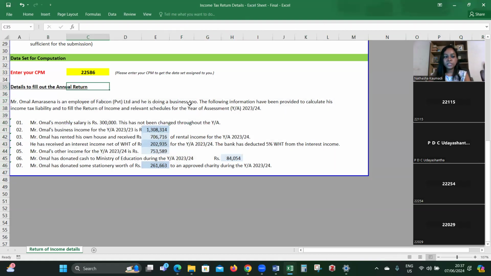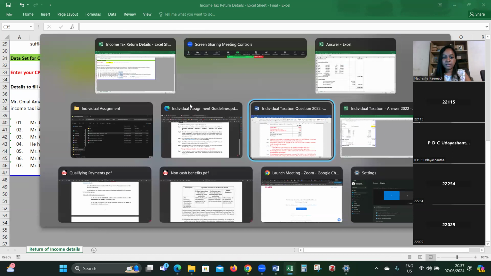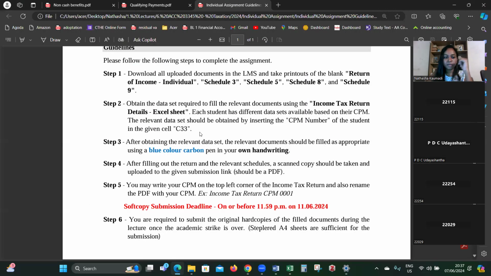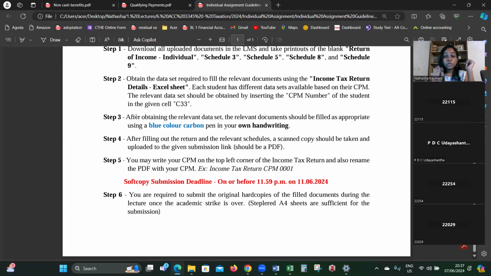So CPM-wise, you can generate your data set. After generating your data set using your CPM, you need to fill the income tax return and the relevant schedules using a blue color carbon pen. Don't use black or any other color. Blue color carbon pen with your own handwriting. You need to fill this return and the schedules by yourself, right? After filling them out, you can scan it as a PDF and upload it to LMS.